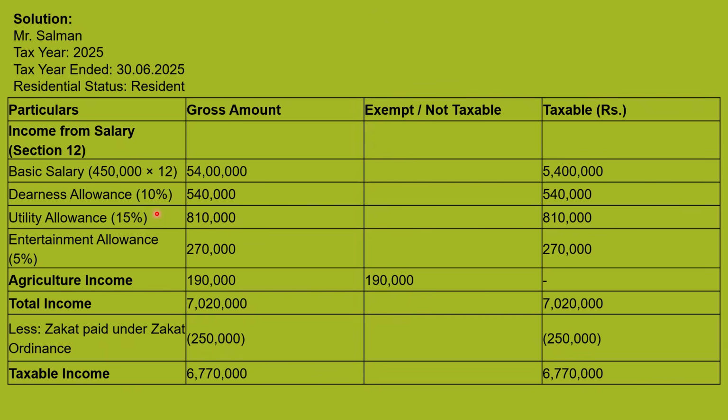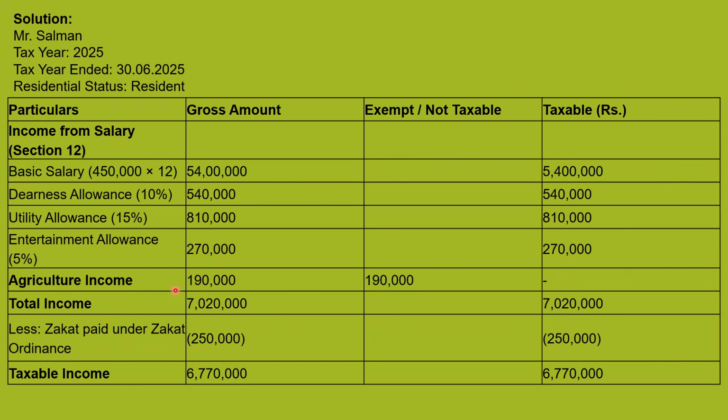Dearness allowance 10%, 10% of basic salary. 10% of 54 lakh is 5,40,000, taxable, no exemption. Utility allowance 15%, 8,10,000 is 15% of basic salary. 15% of 54 lakh is 8,10,000 and this is completely taxable, no exemption here. Entertainment allowance 2,70,000 is completely taxable, tax will be charged on this too.